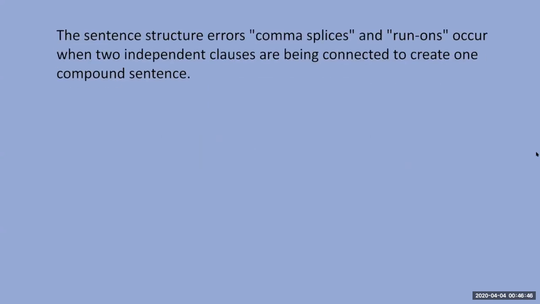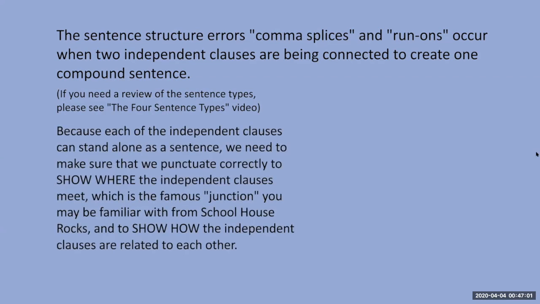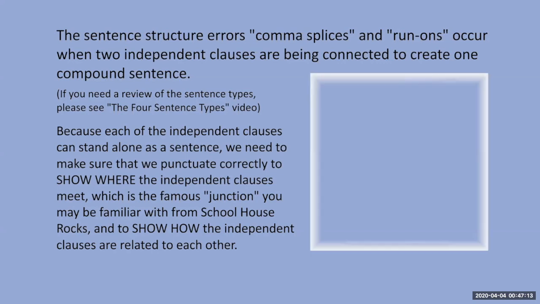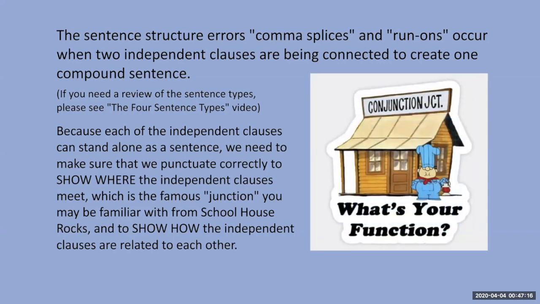The sentence structure errors, comma splices, and run-ons occur when two independent clauses are being connected to create one compound sentence. If you need a review of the sentence types, please see the 4 sentence types video. Because each of the independent clauses can stand alone as a sentence, we need to make sure that we punctuate correctly to show where the independent clauses meet, which is the famous junction you may be familiar with from Schoolhouse Rock, and to show how the independent clauses are related to each other.